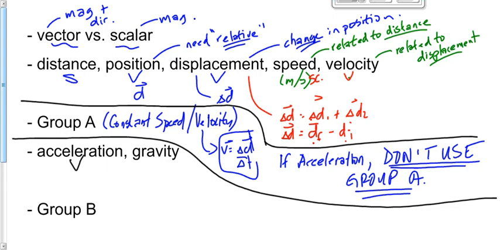Okay, acceleration is the rate of change in velocity, how quickly velocity is changing. And the basic equation for that one, if you remember, was our first group B equation: a is equal to delta v over delta t.